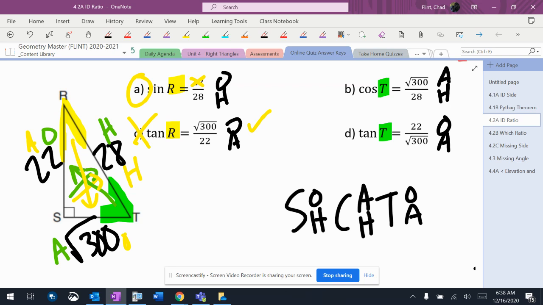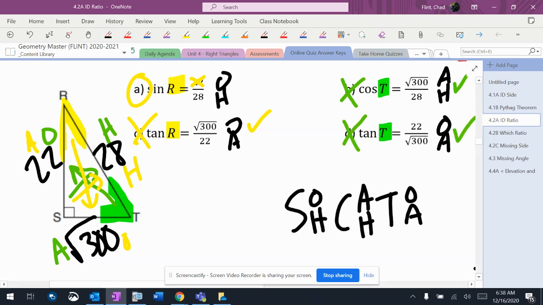Oh no, hang on. I'm not reading this right. Adjacent radical 300, true. Hypotenuse 28, true. So B is true. All right, not the answer. Tangent of T, opposite 22 over adjacent radical 300, that's true.